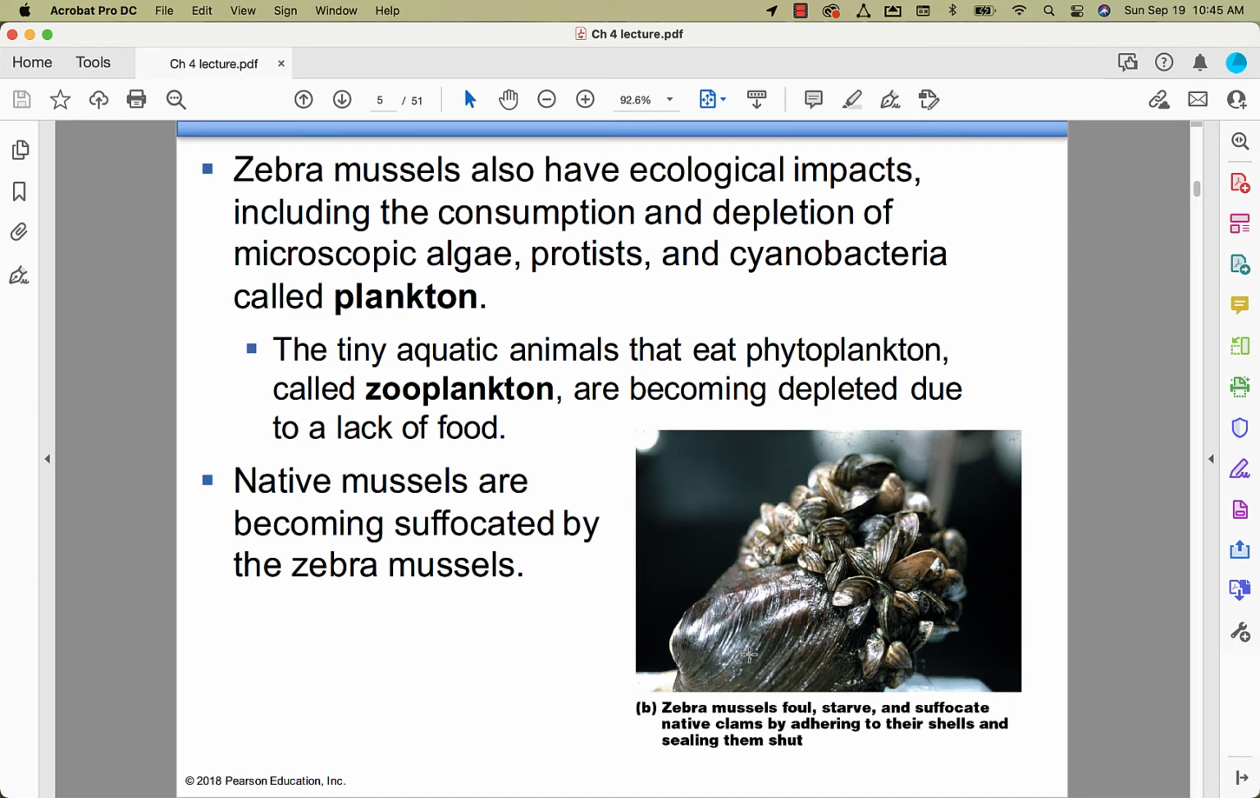Native mussels, like you can see here in clams, these little zebra mussels colonize on top of them. Like I said, any solid surface, and they can't open their valves to feed. They suffocate. So it's causing issues all throughout the Great Lakes.